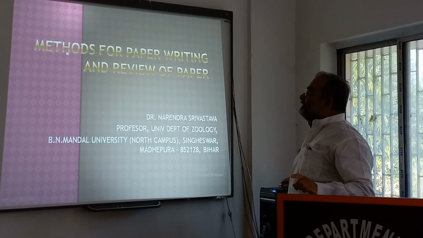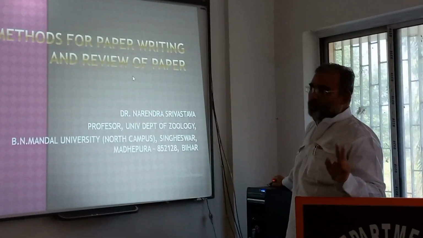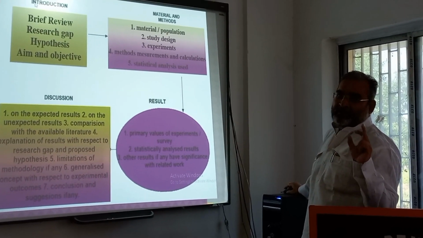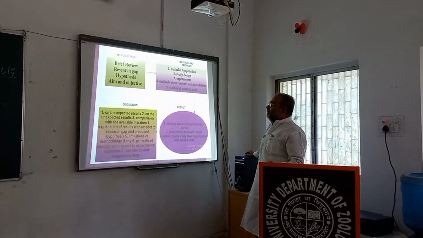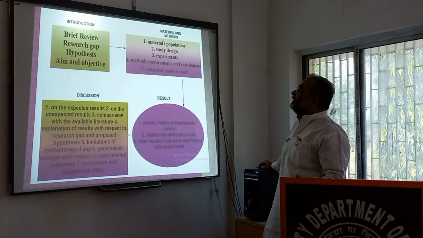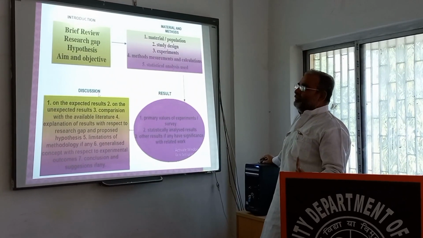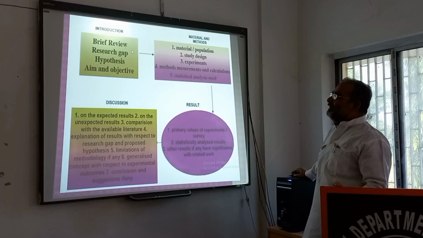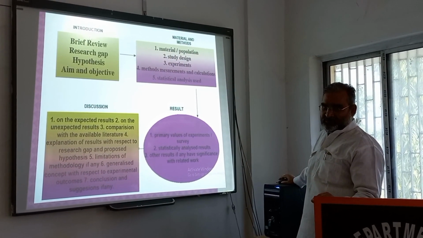Here it includes the two parts: method for paper writing and review of paper. Two parts. In the first part, you write the paper, dissertation or project. In a paper and in a dissertation, the main parts are introduction, material and method, result and discussion. But in the thesis, the review of literature is presented in a separate chapter after the introduction.